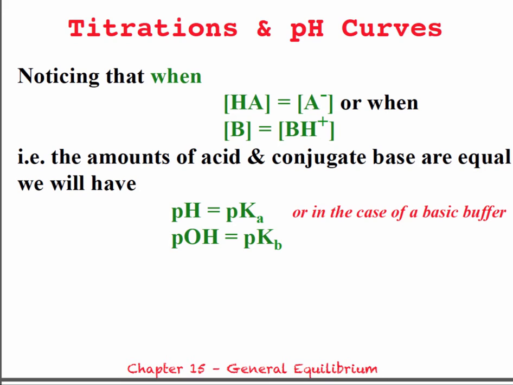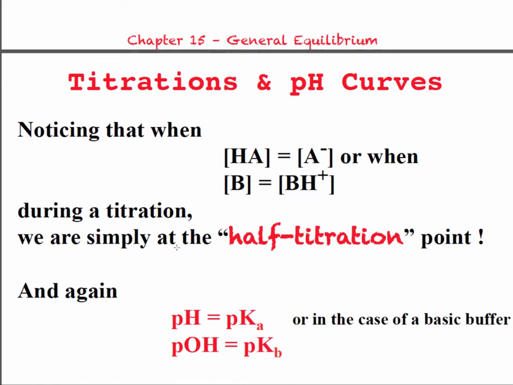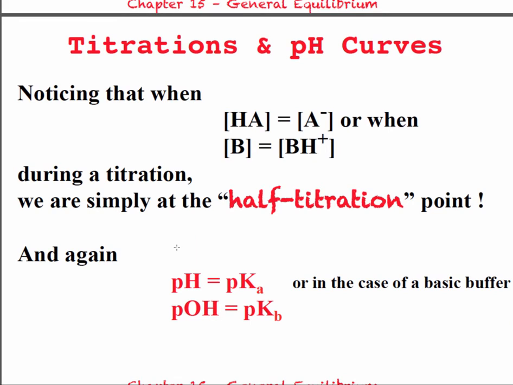If you have equal amounts of acid and conjugate base or base and conjugate acid, or if you're halfway into a titration, exactly halfway, then you know the pH has to equal the pKa or the pOH has to equal the pKb. When you first hear about this, like, what are you talking about? That's why we have to look at a whole bunch of examples.